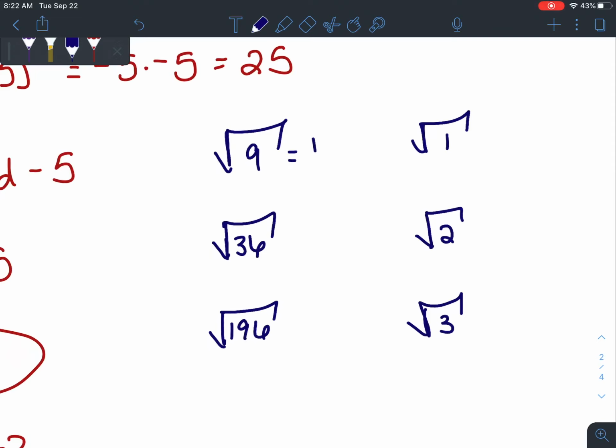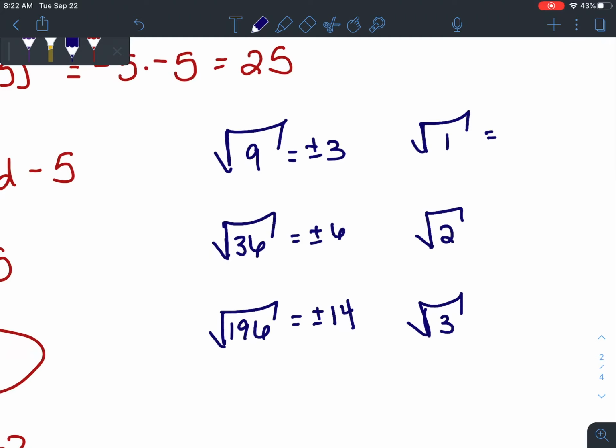Square root of 9 is positive and negative 3, because positive 3 times positive 3 equals 9. Negative 3 times negative 3 is also equal to 9. Square root of 36, positive and negative 6. 6 times 6 is 36. Negative 6 times negative 6 is also 36. 196, plus and minus 14. 14 times 14 is 196. Negative 14 times negative 14 is also 196.